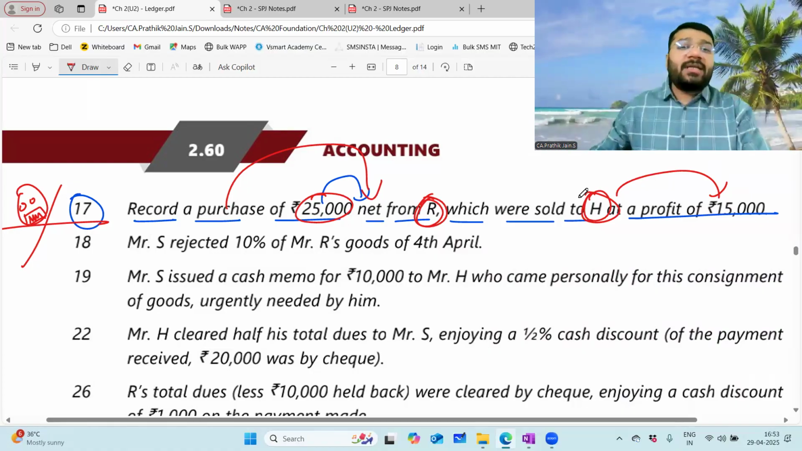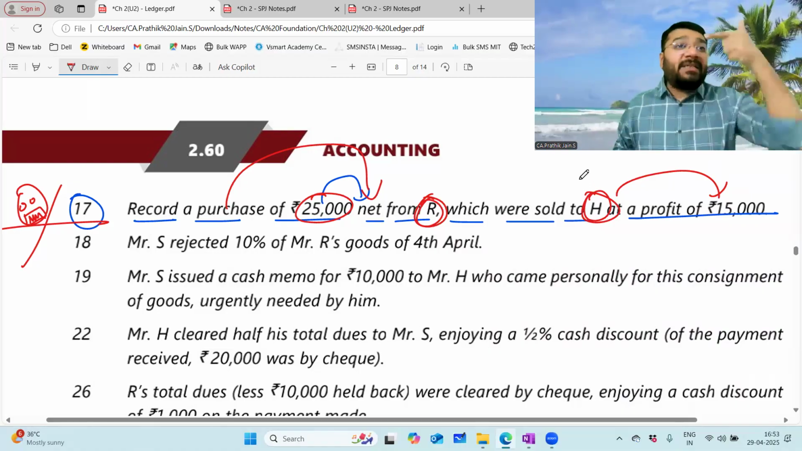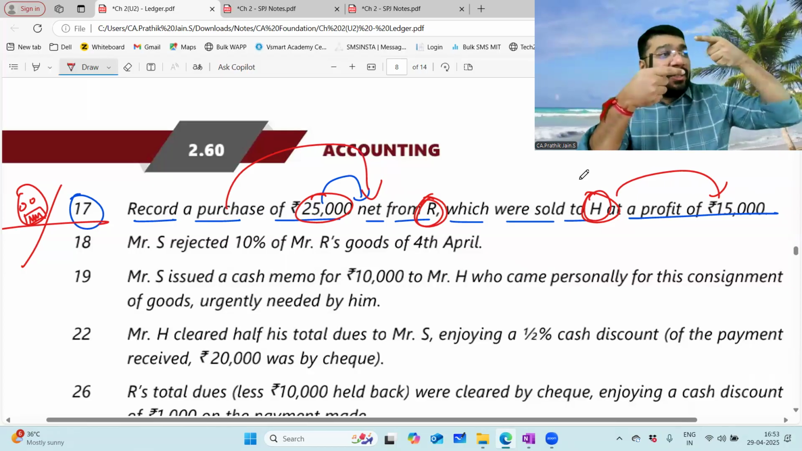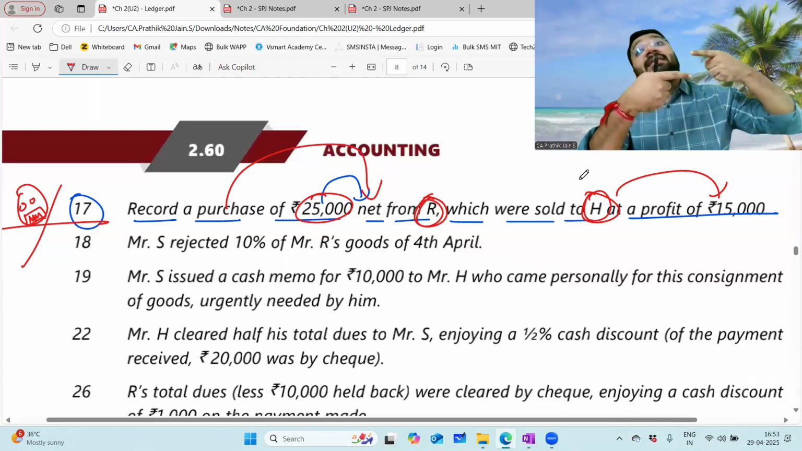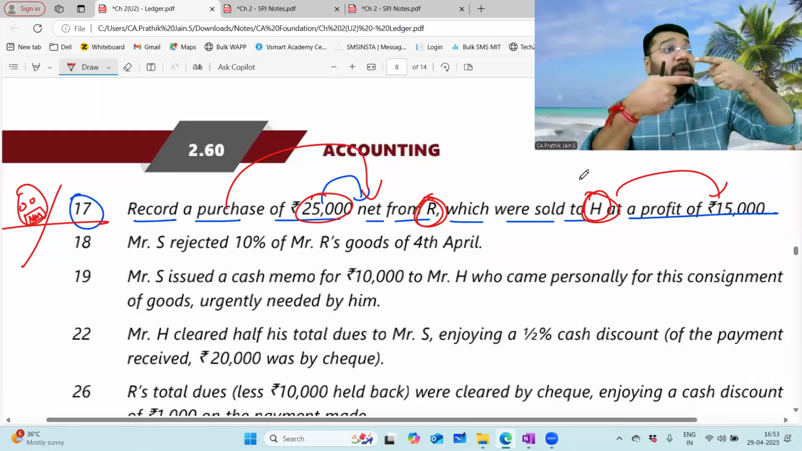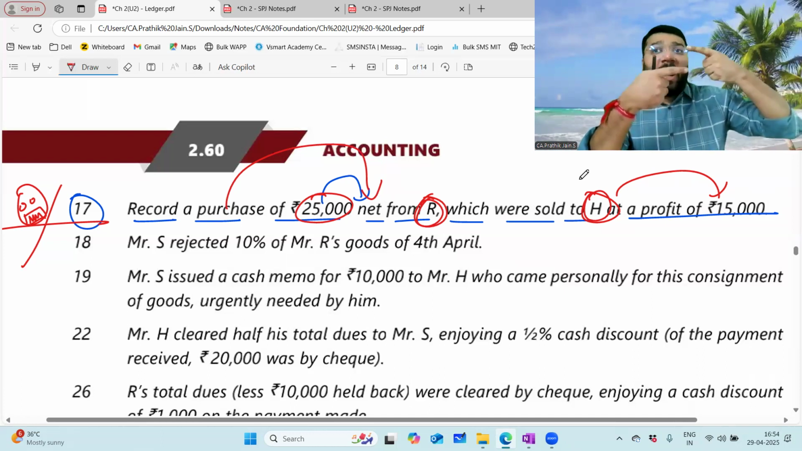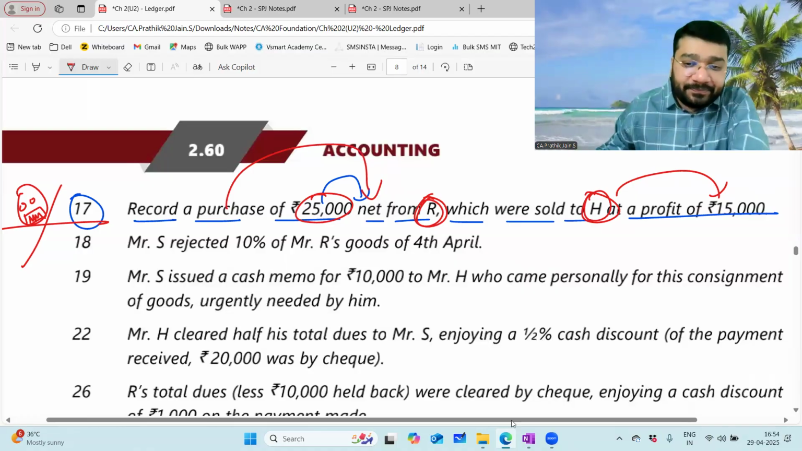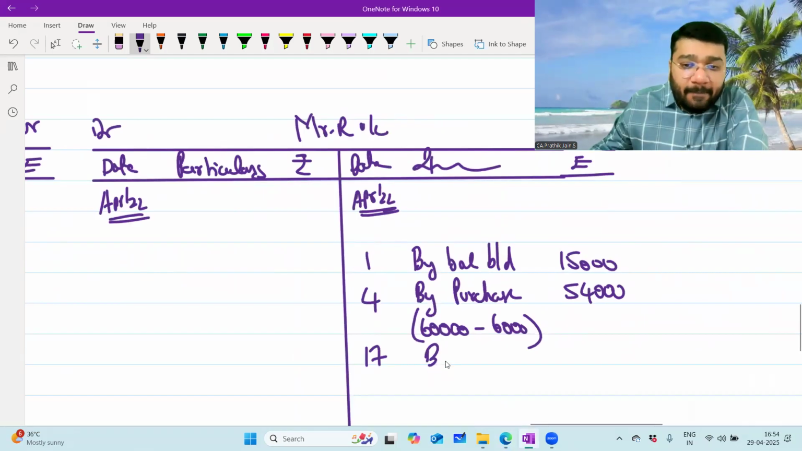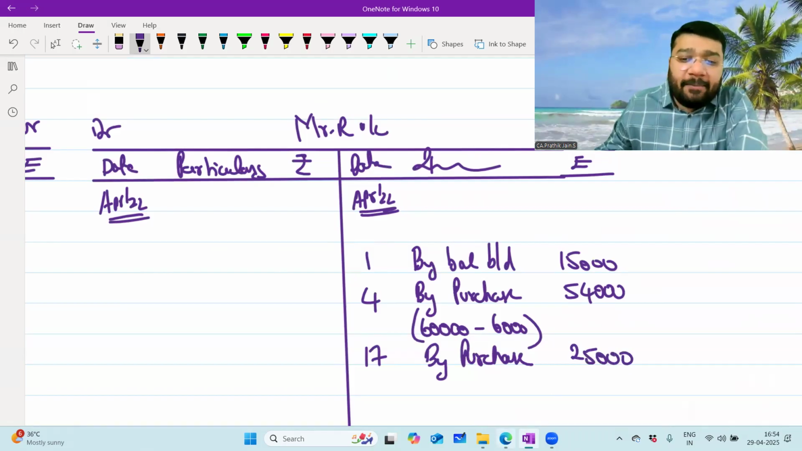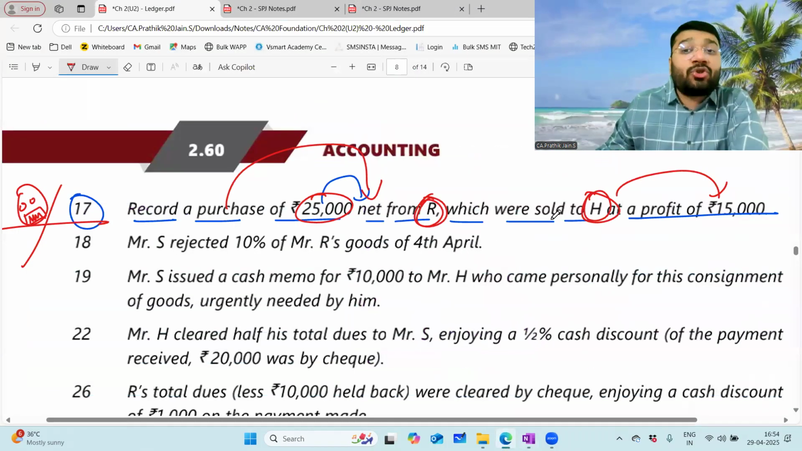So now please tell me, what is the journal entry for purchase from R? We are purchasing. Purchase account debit to R. Purchase is expenses. To record expense, debit. R is a creditor, means liability holder. Having what balance? Credit balance. To increase liability, credit. The more and more goods I purchase on credit, my liability increases. So therefore, to increase my liability, I have to give a credit. So what is the entry? Purchase to R. In R account, by purchase, 17th April. By purchase. How much? 25,000.